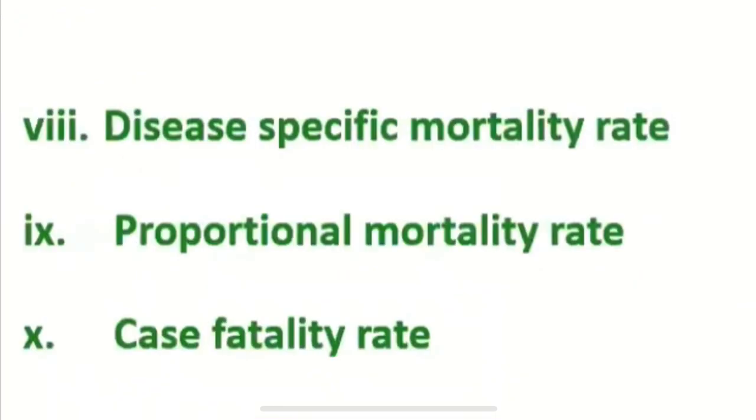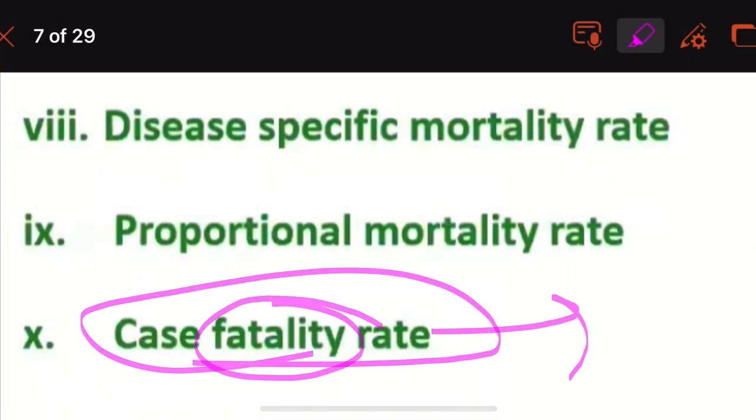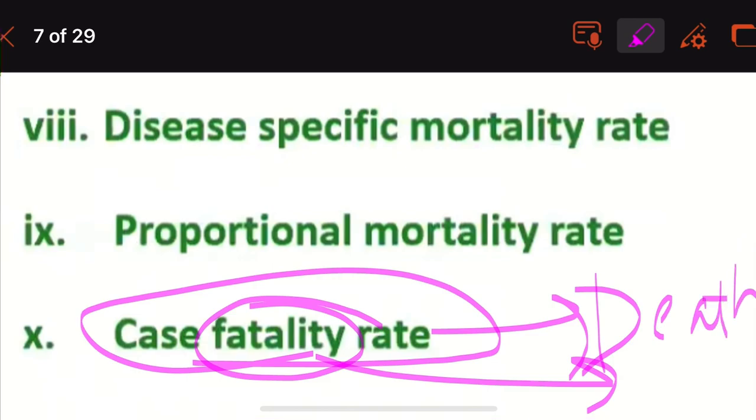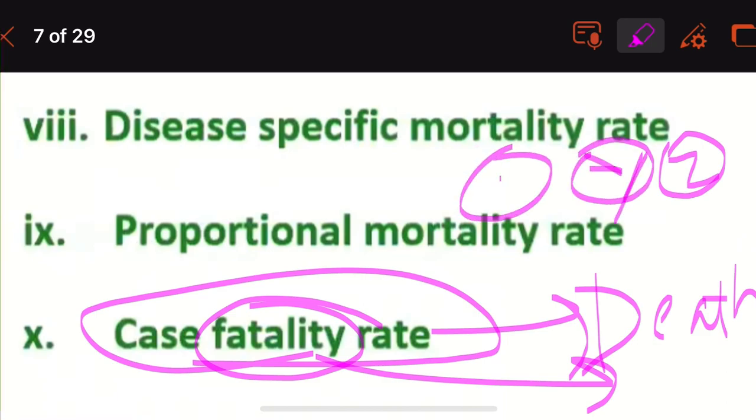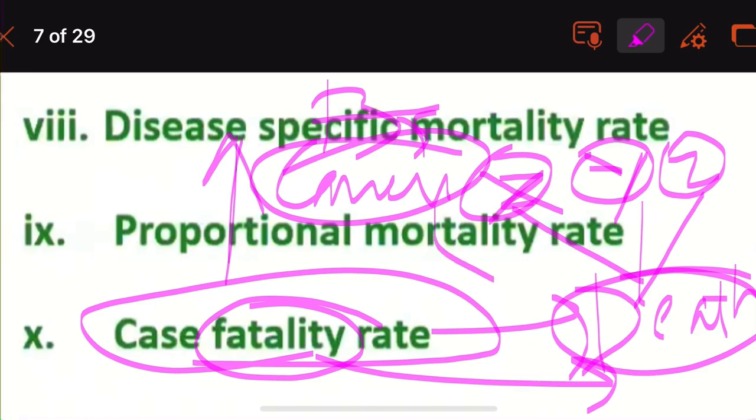Moving on, we have disease specific, proportional mortality rate, and case fatality rate. So case fatality rate means the capacity to cause death in the people. This particular disease, X disease or Y disease or Z disease, what is the capacity of this disease to cause death? For example, cancer has a high capacity. Let us take breast cancer, or any of the cancers, uterine cancers or whatever, the case fatality of cancer will be high.